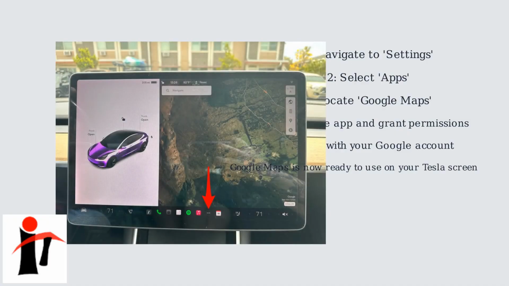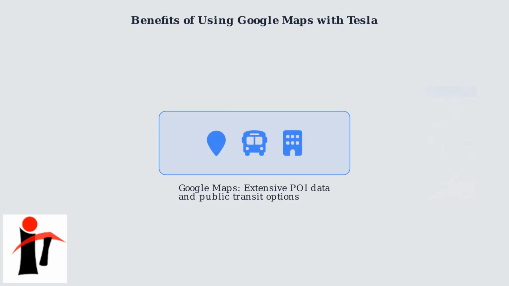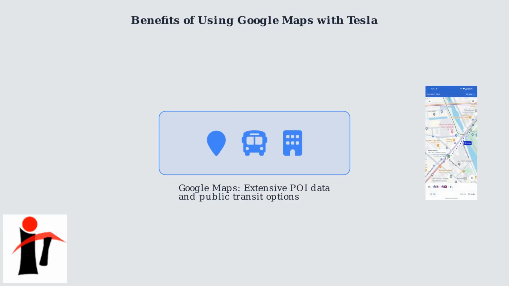Once enabled and logged in, you can use Google Maps directly on your Tesla screen, just like on your phone or tablet. Google Maps provides extensive points of interest data and public transit options, making it ideal for discovering destinations and planning routes with multiple transportation modes.